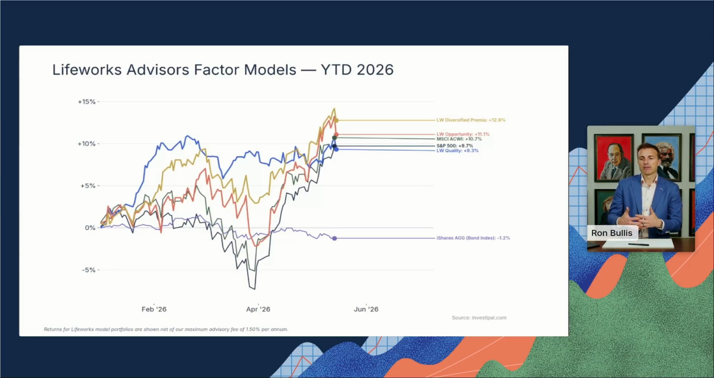Okay. So we're using factors that are scientifically proven, that have Nobel Prize winning research behind them, to filter for the equities in the S&P 500 that have the highest probability of achieving the stated objective, which for our diversified Premia is essentially to track the S&P 500 with only 80% of the volatility. And for opportunity, it's tracking momentum and tech. And for quality, it's tracking value and relatively smaller cap stocks.